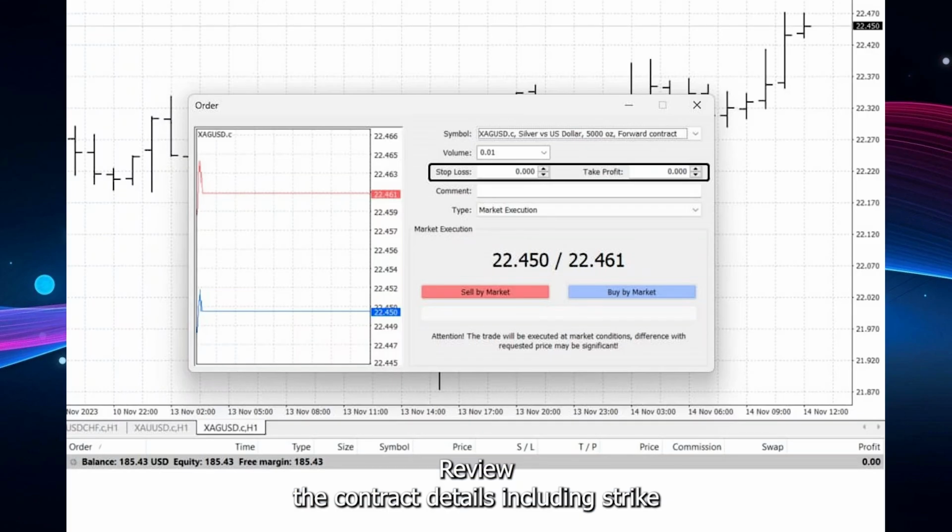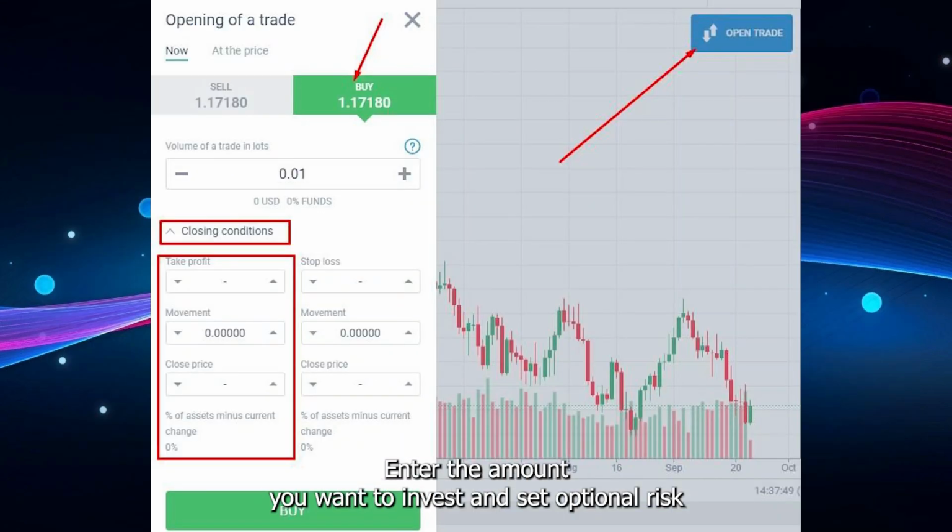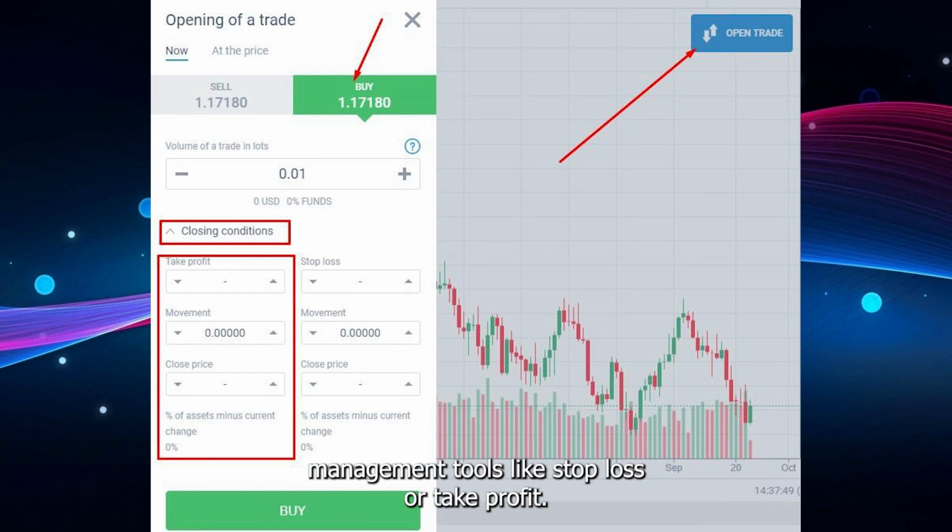Review the contract details including strike price, premium, and expiration. Choose buy if you expect the asset price to rise or sell if you expect it to fall. Enter the amount you want to invest and set optional risk management tools like stop loss or take profit.